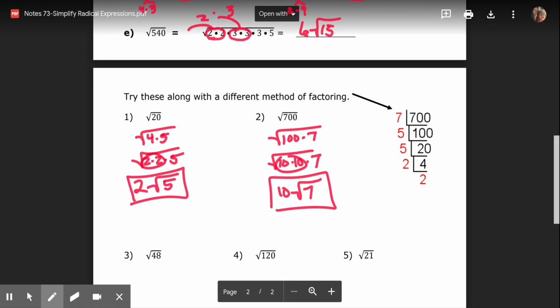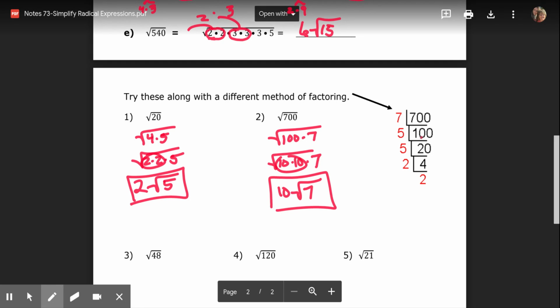Now, this is a different way. You can start with 700 and then just start with your highest prime number, which is 7. So 700 divided by 7 is 100. And then 100 won't go into 7, but it will go into 5. That gives you 20, and you can do 5 again. And then 20 divided by 5 is 4, and 4 won't go into 5. So then the next prime number would be 2. So 4 divided by 2 is 2.